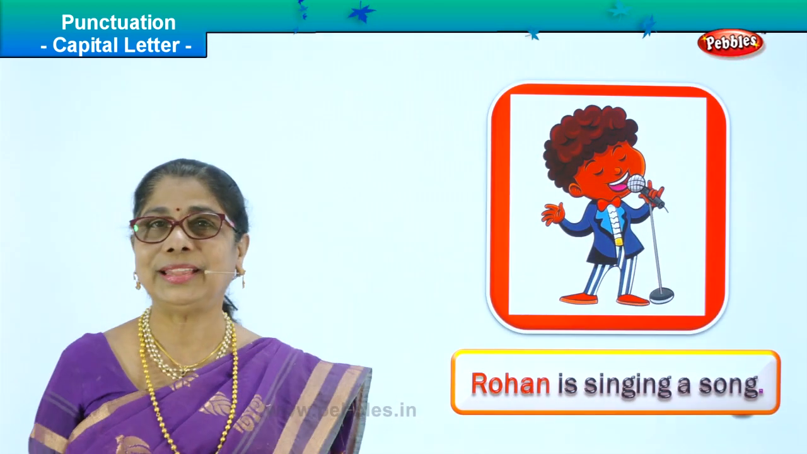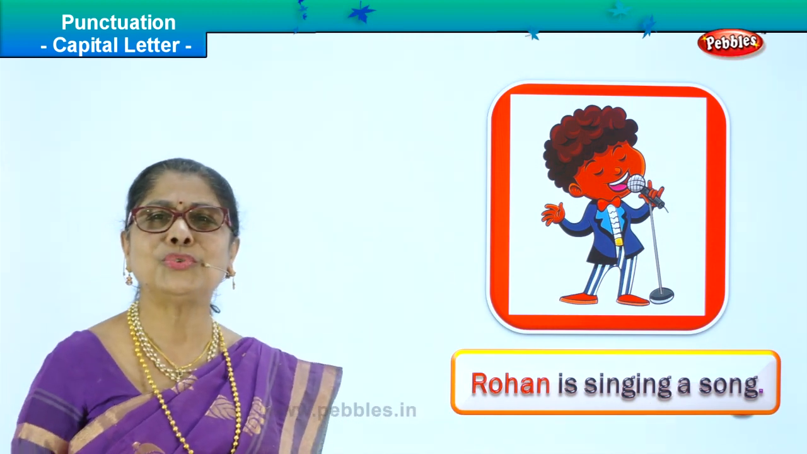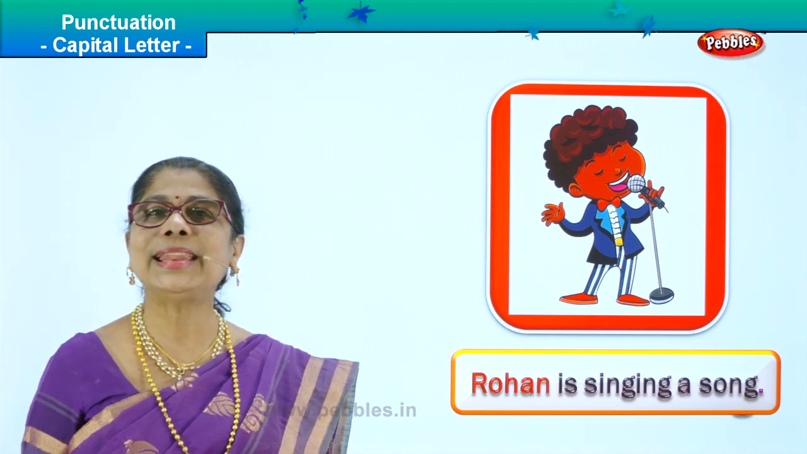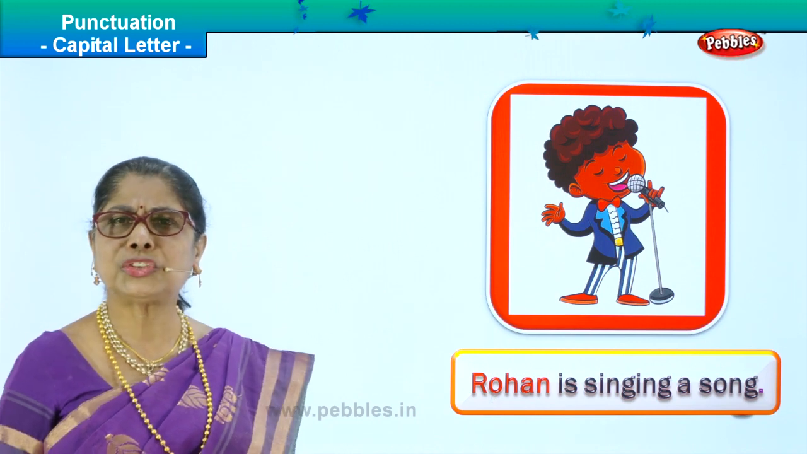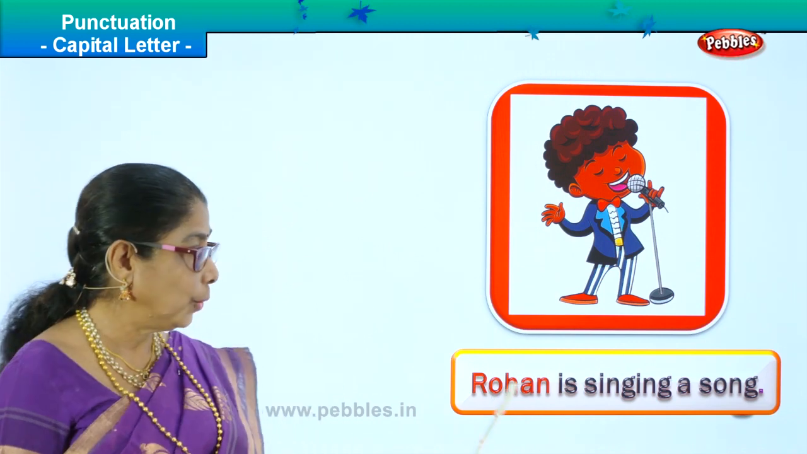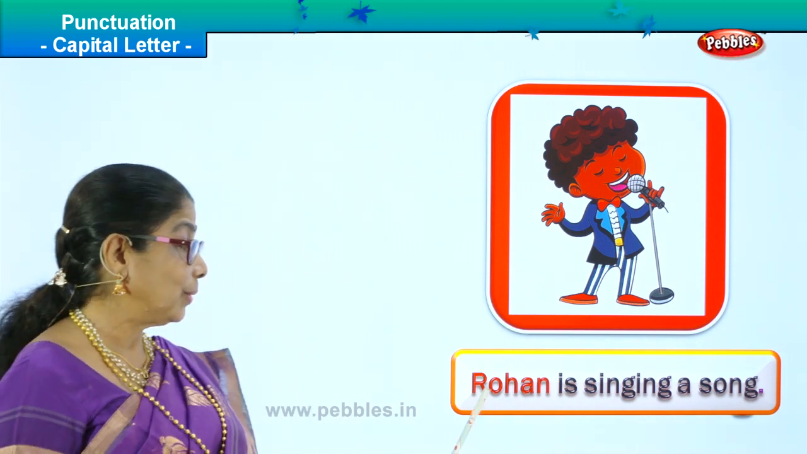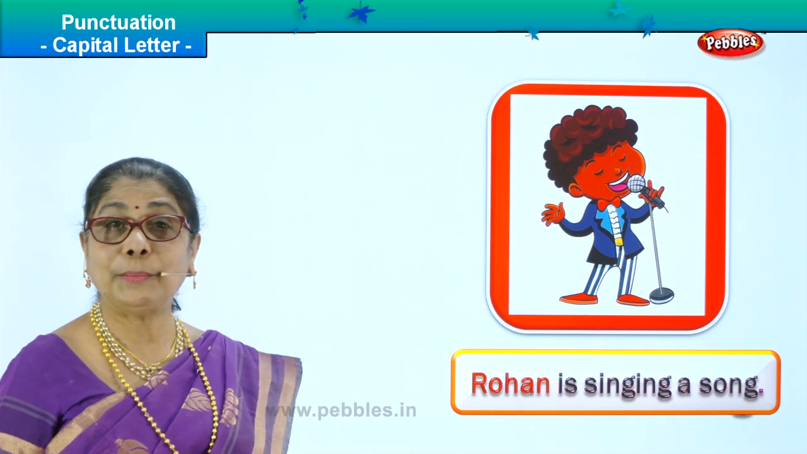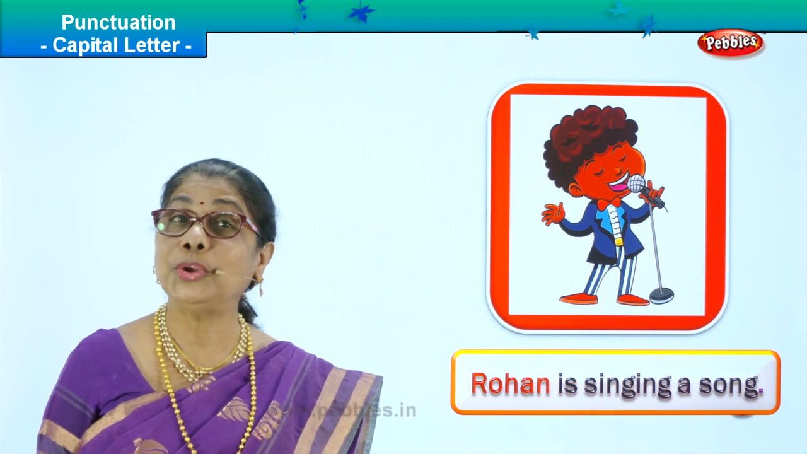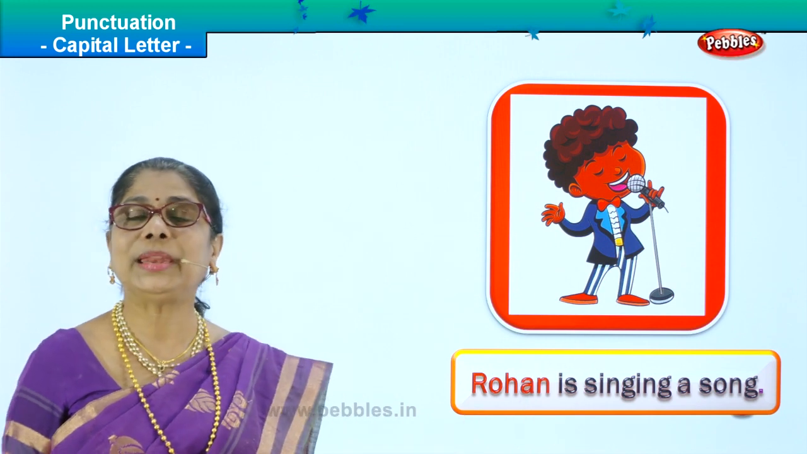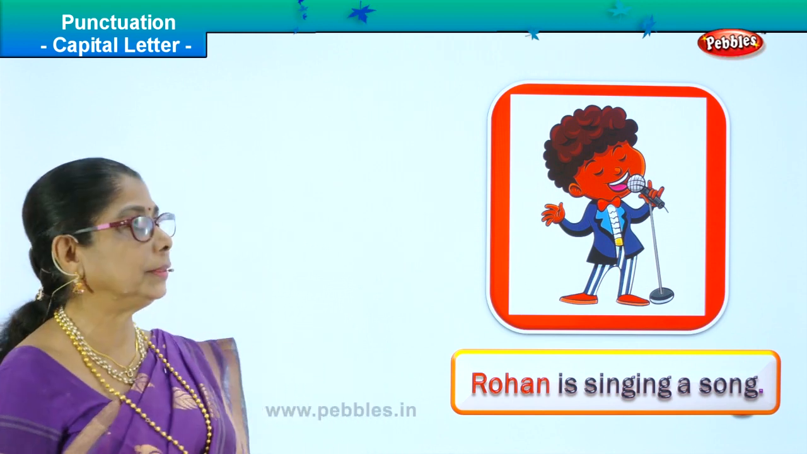Here, look carefully. Somebody is singing, enjoying singing on the stage. What is his name? Rohan. Name of a boy, it should be in capital letter. Rohan is singing a song. Singing a song for you. Name of the boy should be in capital letter. Yes, name of the boy, name of the man, name of this child should be in capital letter. Rohan. Good. Let's go to a new picture.